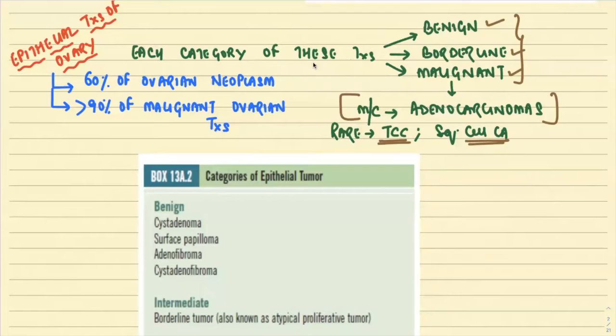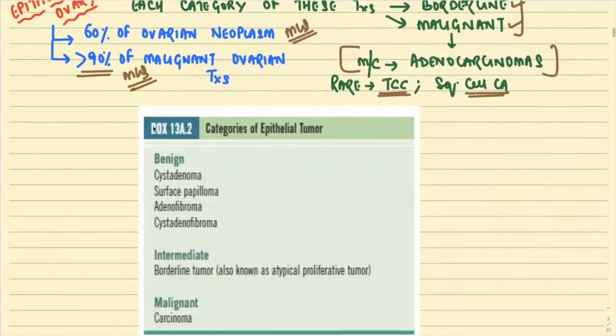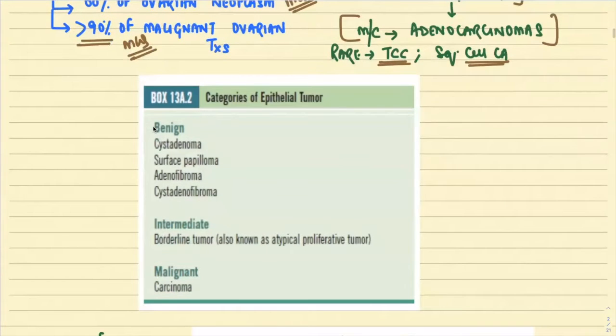As already mentioned, 60% of the ovarian neoplasms are epithelial tumors, and they comprise more than 90% of the malignant ovarian tumors. So both of these are important MCQs. So the categories of epithelial tumor, as I told you, can be benign, intermediate or borderline, or malignant. Now, among the benign tumors, remember just a few basic things I am telling you.